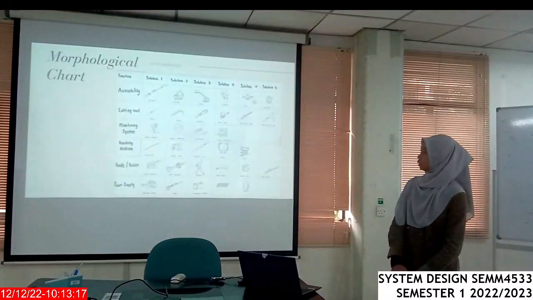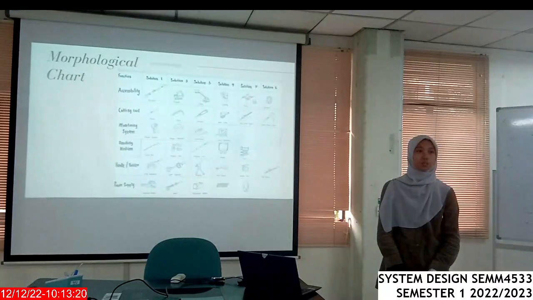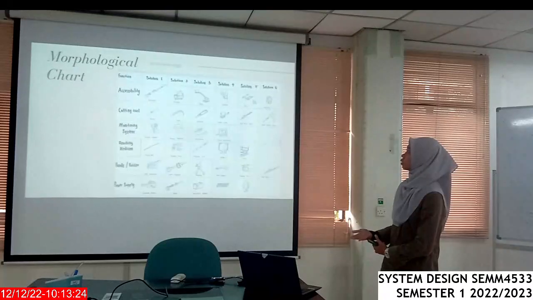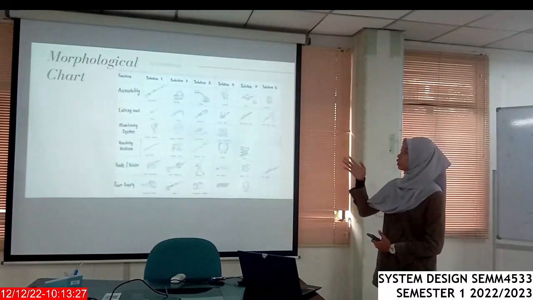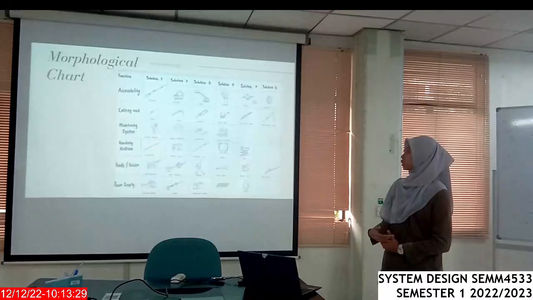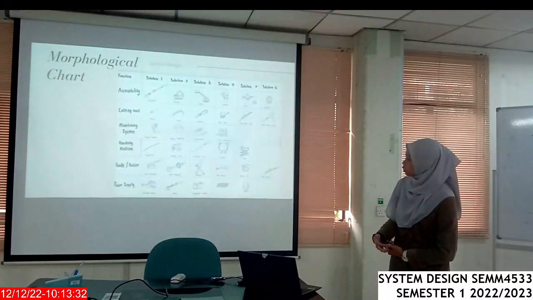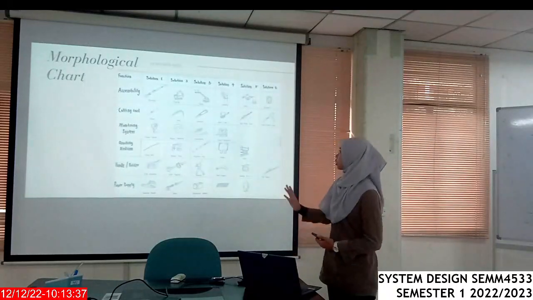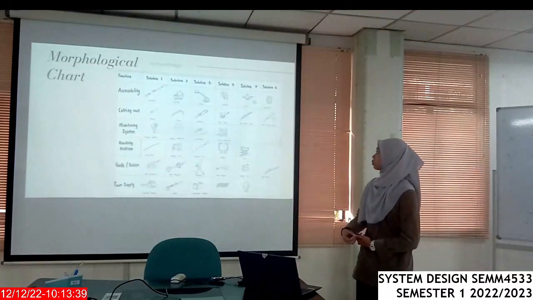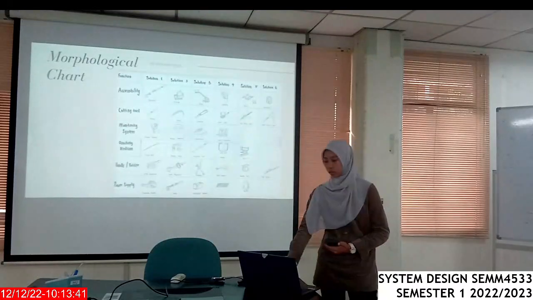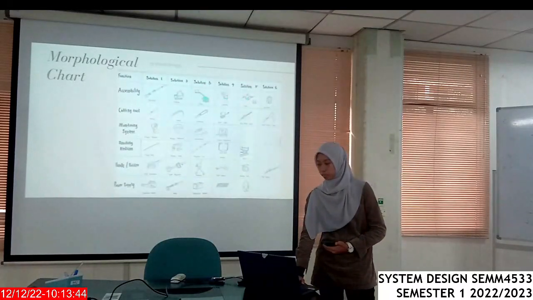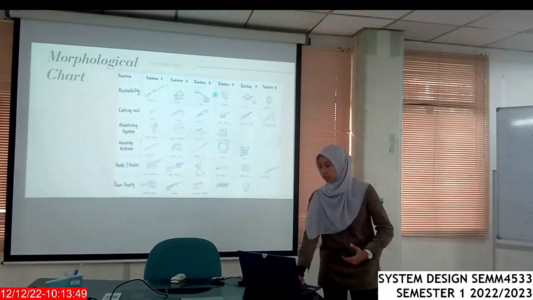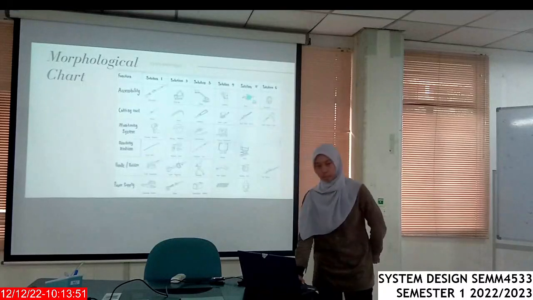The morphological chart, we already combined with our group members' morphological charts, and we selected the functions, which are accessibility, cutting tool, monitoring system, reaching medium, handles or holder, and also power supply. For accessibility, we select the portable one, the driving, the lifting, the climbing, run and backpack.